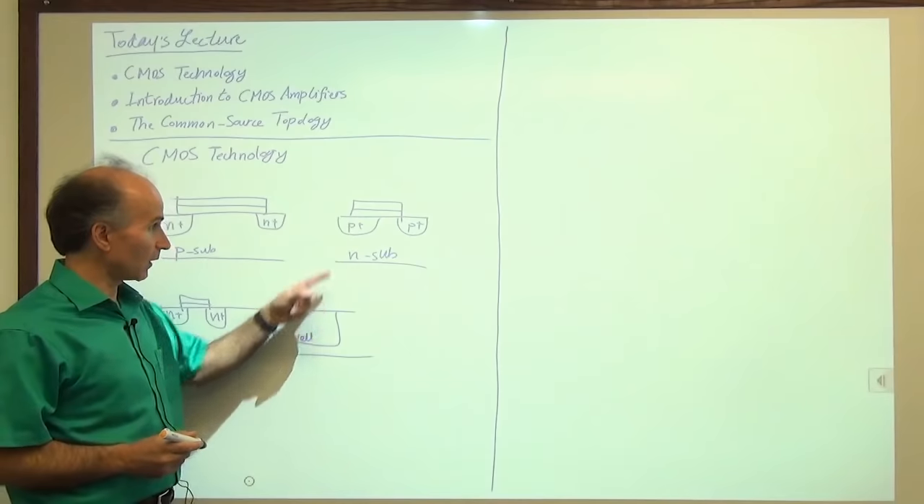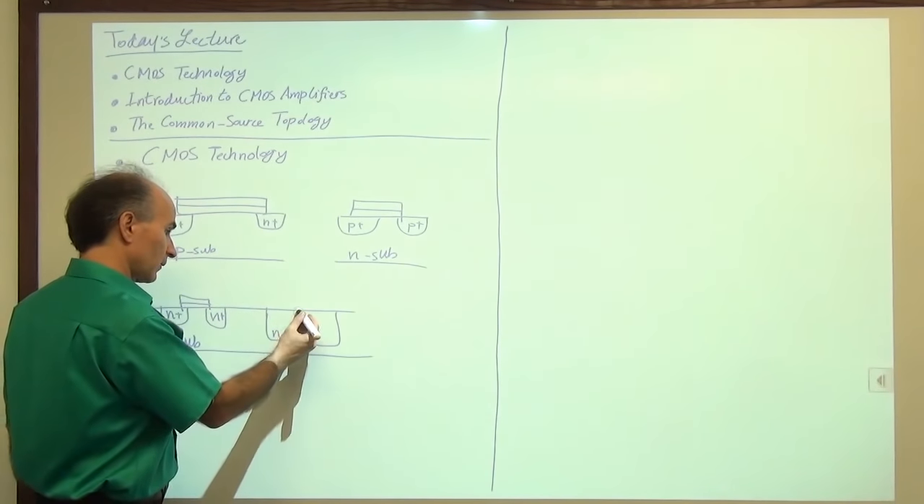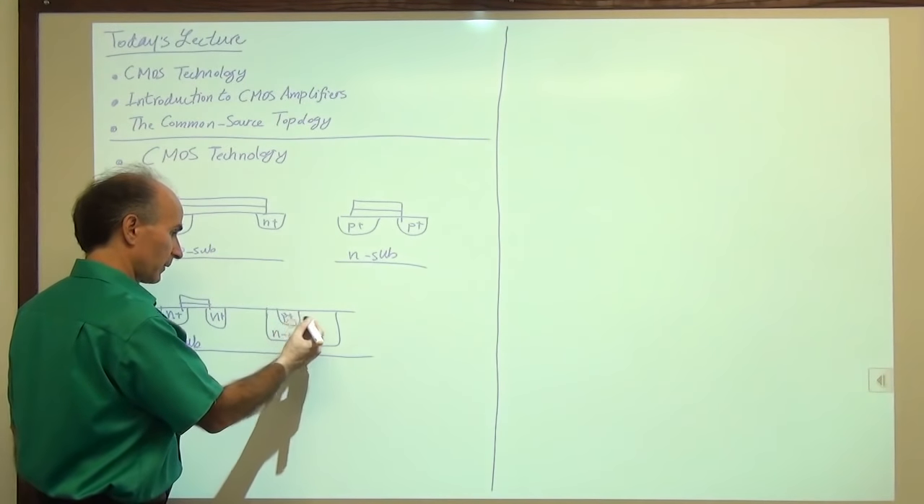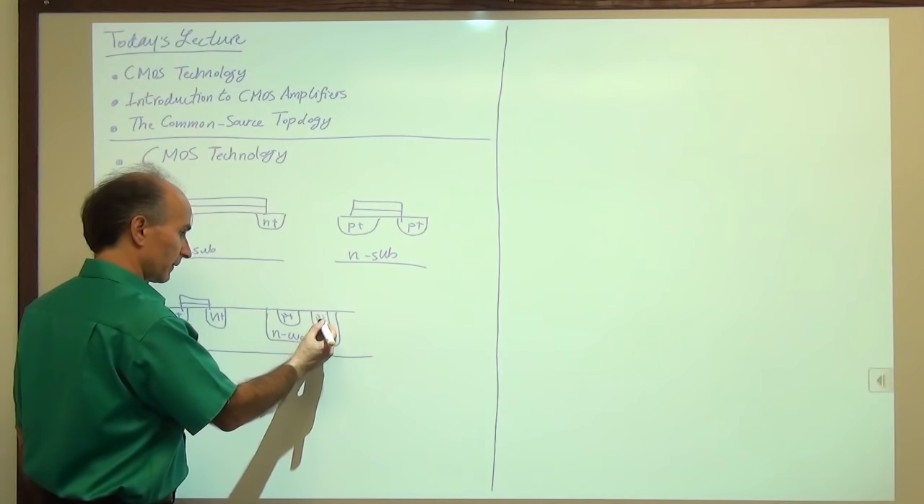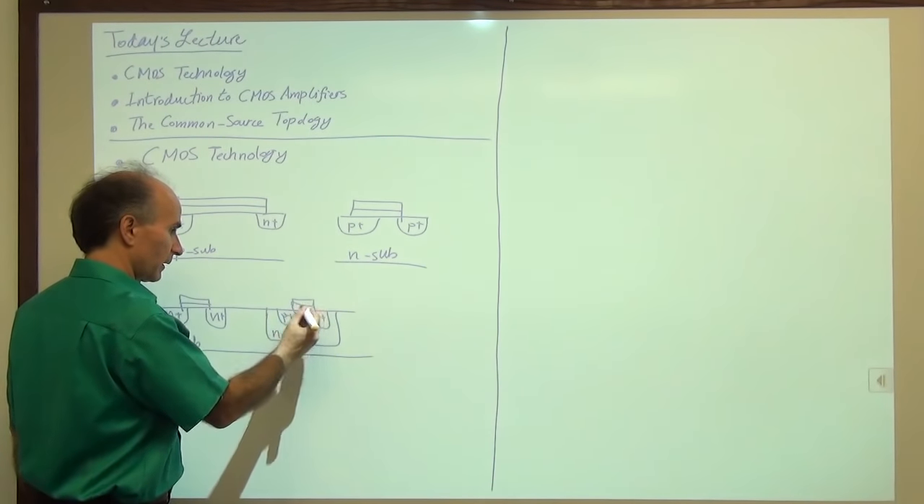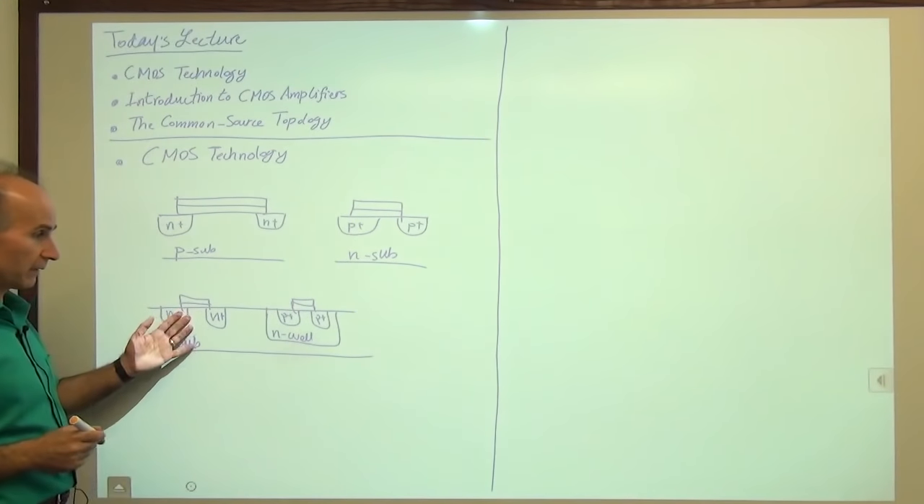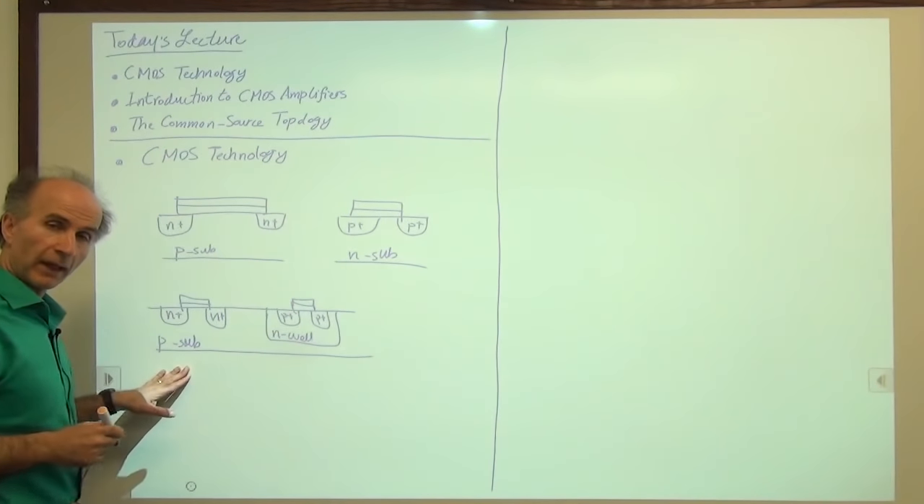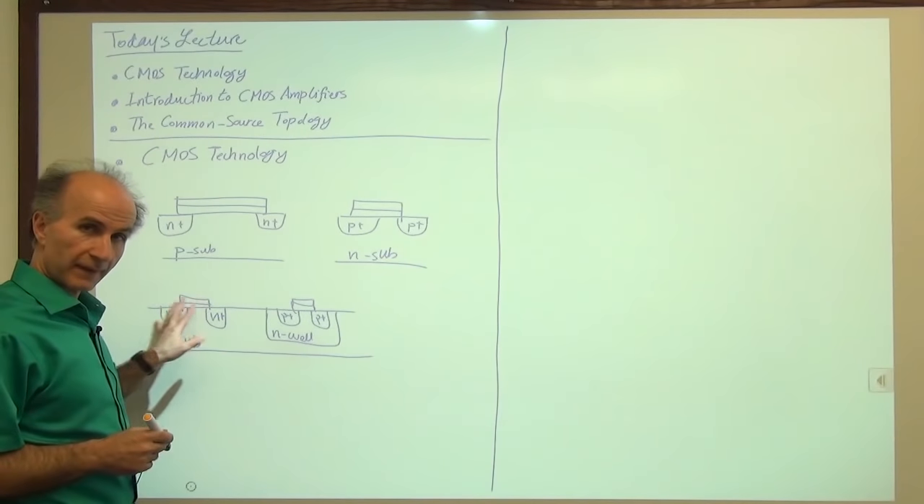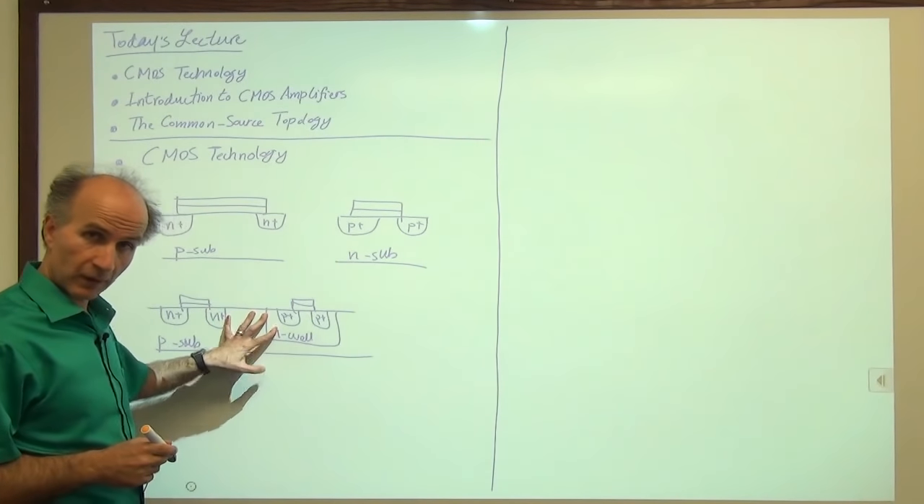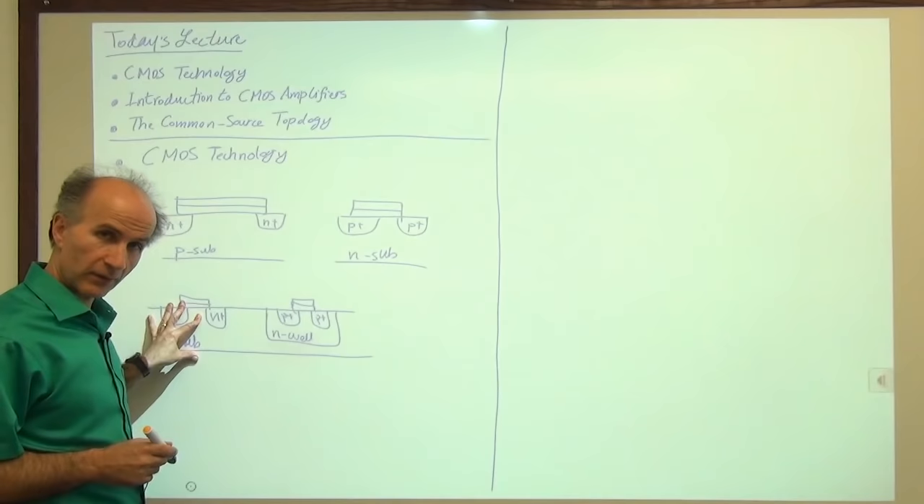Now, inside this N well, we can build the PMOS device. So here's our PMOS device, P plus here, P plus here, and then we have the gate. So now we have both NMOS device and PMOS device using a P-type wafer. This is called CMOS technology because we have complementary transistors.